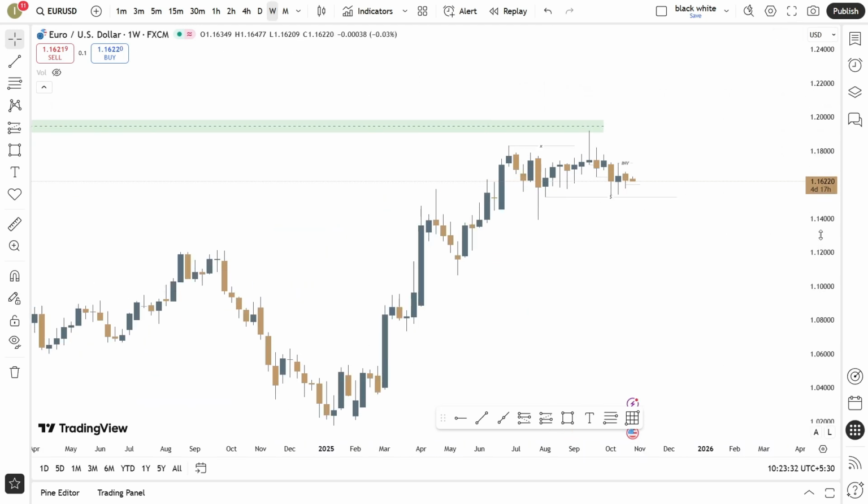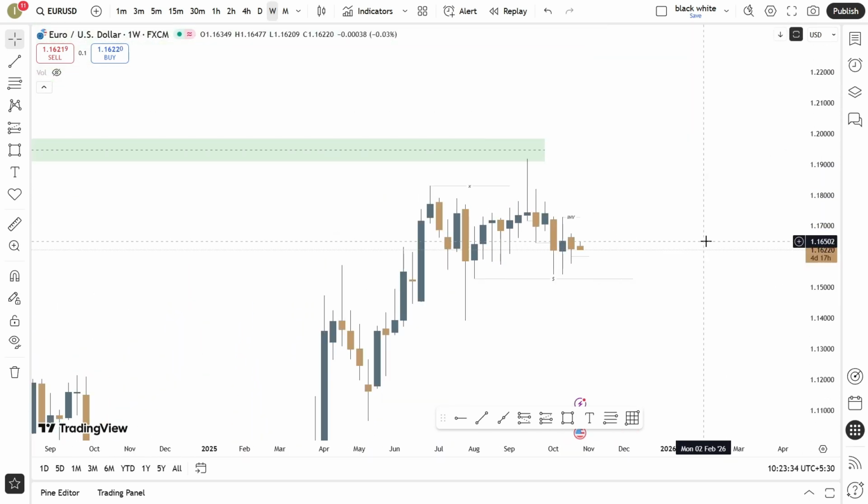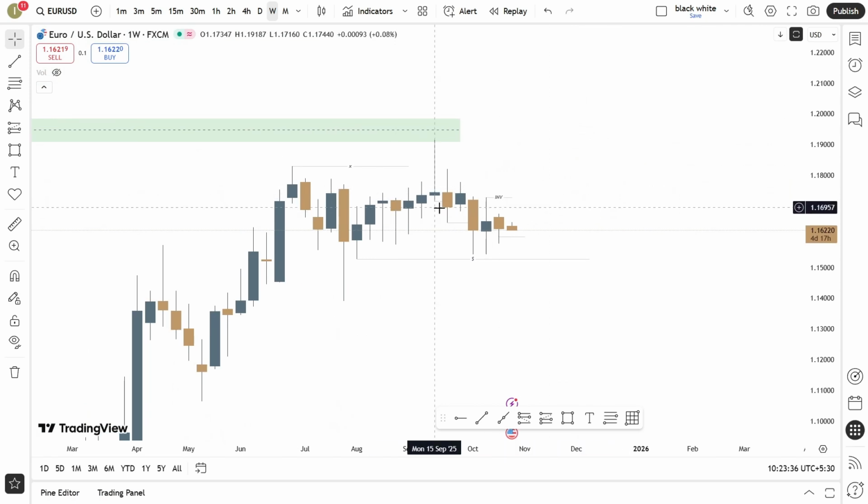As we move into the weeklies, what we see is that the price is getting a close below its candle's level. So I am bearish into the market right now. Let's move to the dailies now.